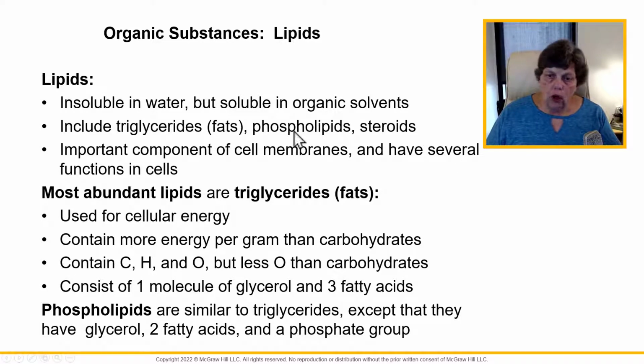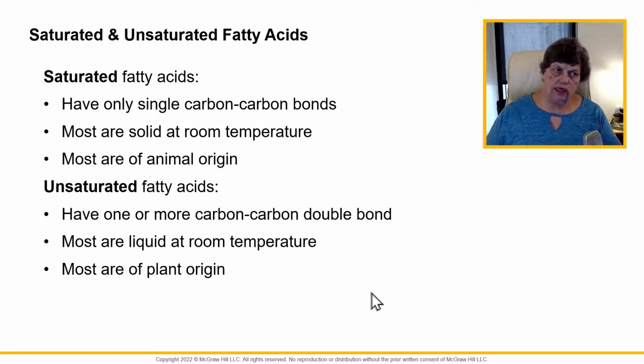So these are important components and have a lot of functions in the cells itself. The most abundant lipid is the triglyceride, and that is used for energy. It has more energy per gram than carbohydrates. This is why when you eat fats, you can gain more weight, because it has more calories. And you'll take a look at this in AP2. It does have carbon, hydrogen, oxygen, but it has less oxygen. When we look at a triglyceride, we have one molecule of glycerol and what we call 3 tails of fatty acids, and we'll take a look at that in a second.